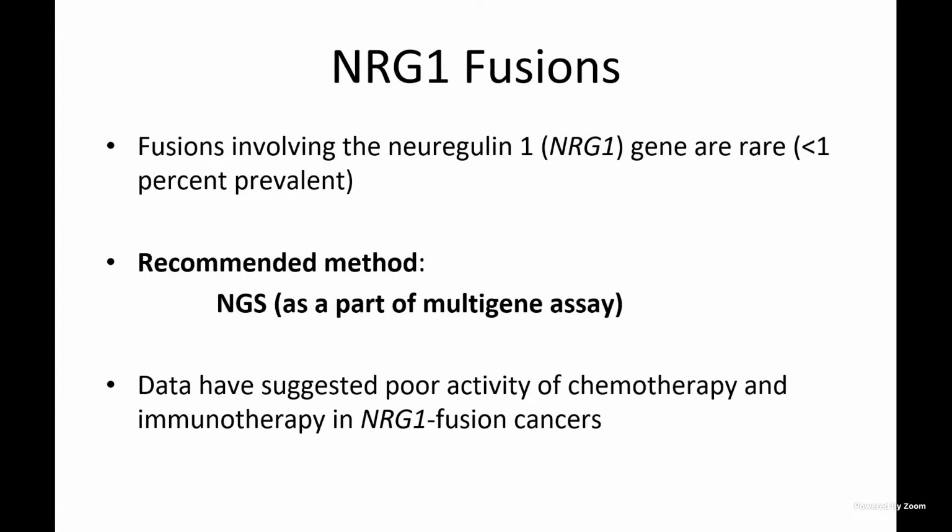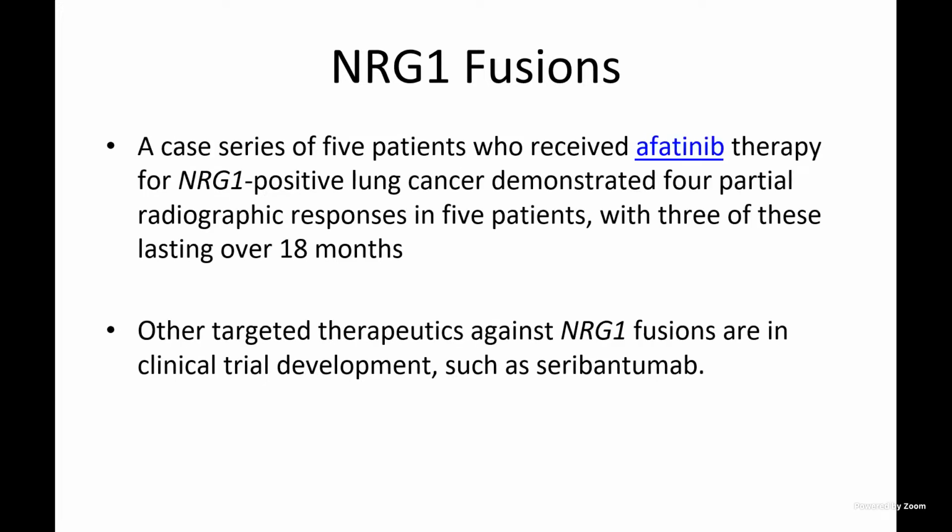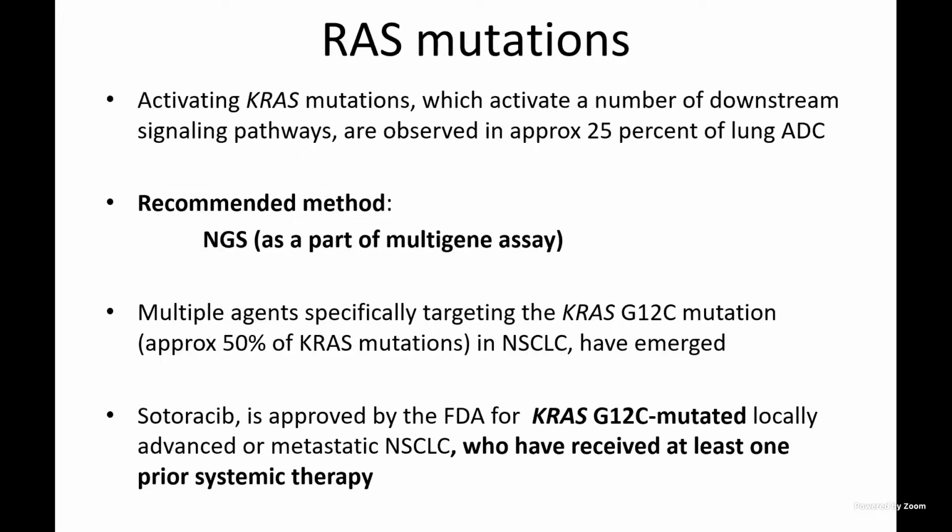Now the NRG1 fusion. Fusions involving the neuregulin 1 gene are rare, with less than 1% prevalence. Again, the recommended method is NGS, and the data has suggested poor activity of chemotherapy and immunotherapy in NRG1 fusion cancer. And in a case series of 5 patients who received afatinib therapy for NRG1 positive lung cancer, they demonstrated 4 partial radiological responses in 5 patients, with 3 of these lasting over 18 months. The other targeted therapeutics against the NRG1 fusion are in clinical trial development, such as seribantumab.